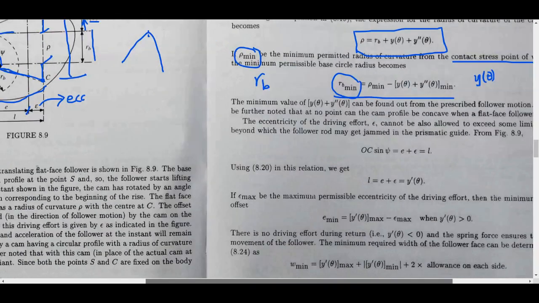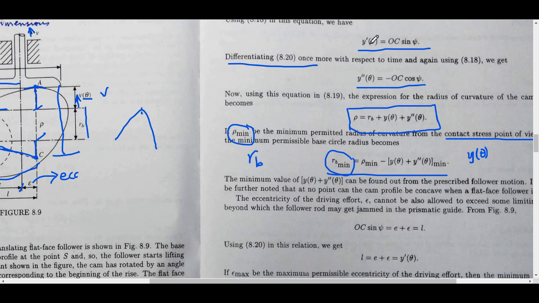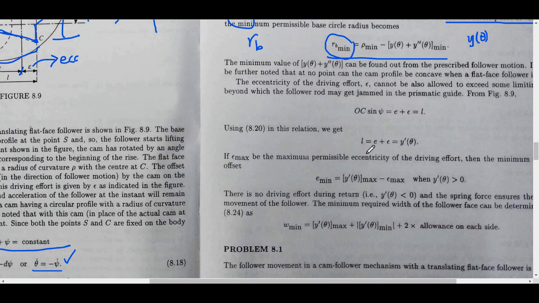So OC sine psi is E plus epsilon, and then sine psi is y prime. You see, OC sine psi is y prime. So we come back here and we get this expression. Okay. So depending on how much this is and how big you are allowed, how much the maximum value of this is that you have wished to allow, you will have to choose this. One of the things you have to understand is that these restrictions apply only on the rising part of the curve.